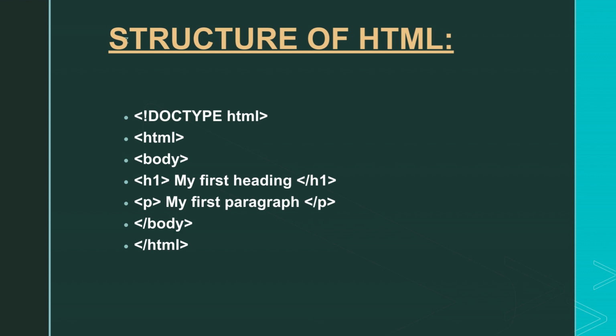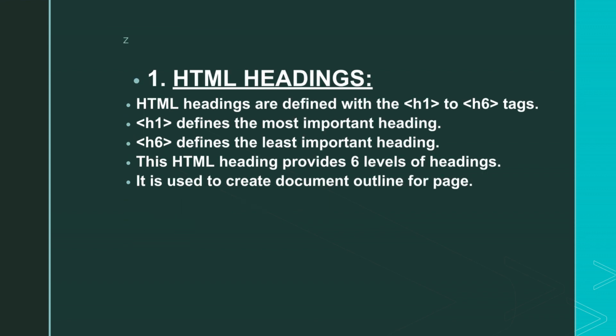Next, we can see what is an HTML heading. HTML headings are defined with the h1 to h6 tags. h1 defines the most important heading, h6 defines the least important heading. HTML headings provide six levels of heading. It is used to create the document outline of pages. Here we can see that the element is defined by a start tag, some content and an end tag. The purpose of a web browser, such as Chrome, Edge, Firefox, Safari, is to read the HTML document and display it in the correct way.